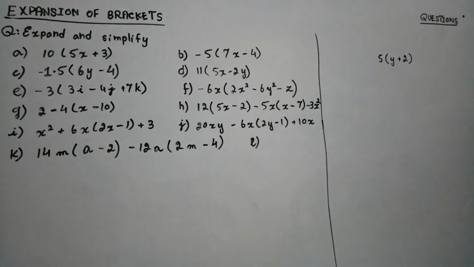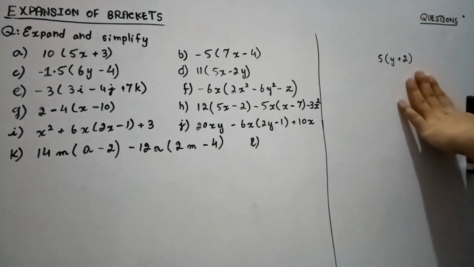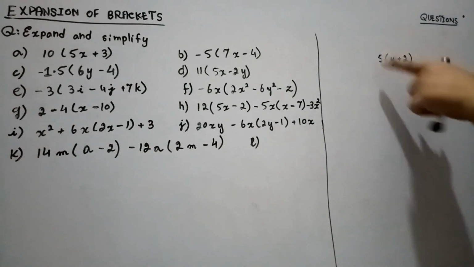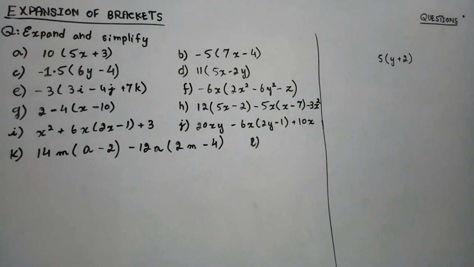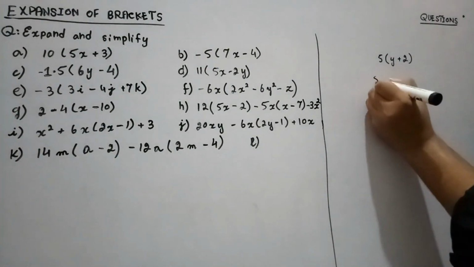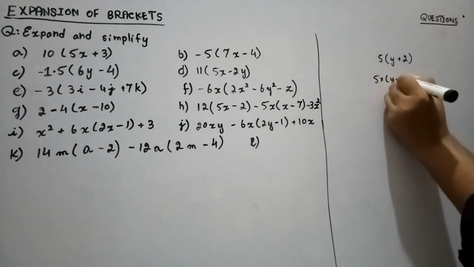Here, you can see I have this expression: 5 brackets y plus 2. Okay, 5 brackets y plus 2, and if there is nothing between the brackets, or we can say between 5 and those brackets, it means that it is multiplication. So it means that 5 is going to multiply with y plus 2.